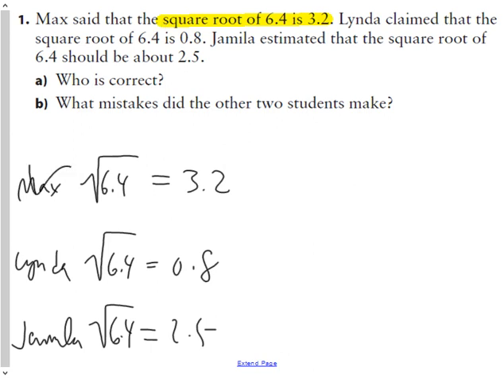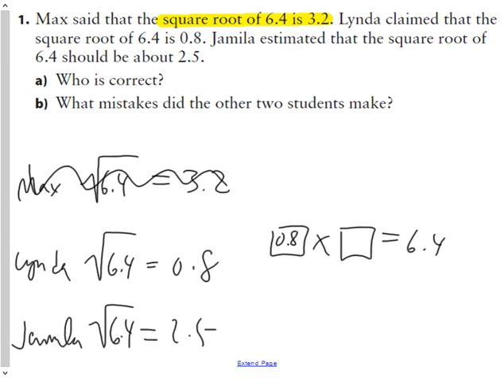So Max is wrong. Now Lynda, she said, well, you know what though? I know that 64 is 8 times 8. And therefore, the square root of 6.4 is probably 0.8 because 8 times 8 is 64. But the problem with that thinking is if I put the same thing, what number times itself equals 6.4, and if I put 0.8 in there and 0.8 in there, well, I know that a number less than 1 times itself can't be 6 because 1 times 1 is just 1. So therefore, Lynda can't possibly be right either.